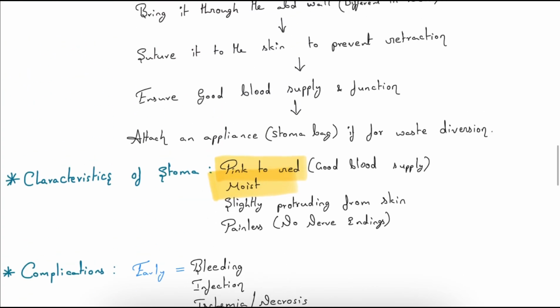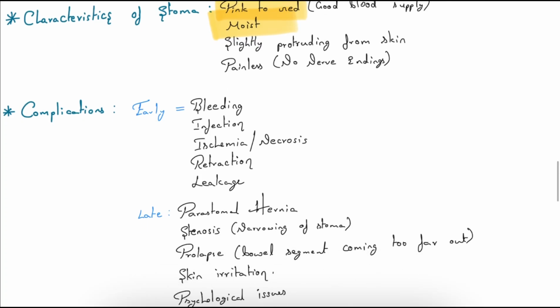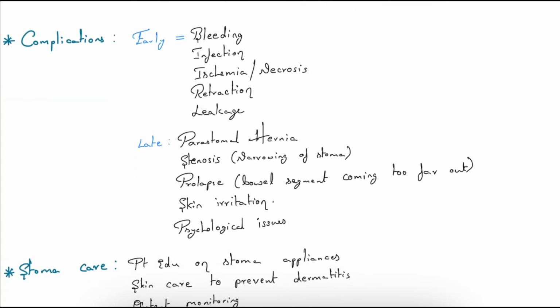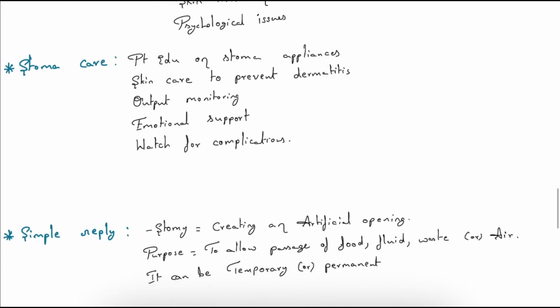Next we can see some complications. If you are doing any stoma, in early complications the patient will get bleeding, infection, and ischemia and necrosis because of lack of blood supply and hypoperfusion, and we can see retraction, hernia and leakage. In late complications of a stoma we can see parastomal hernia, where it comes outside. Then stenosis, like narrowing of the stoma. Then prolapse, where the bowel segment comes too far out, and skin irritation and psychological issues.